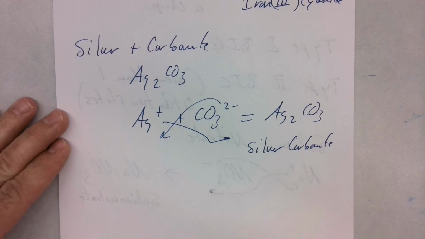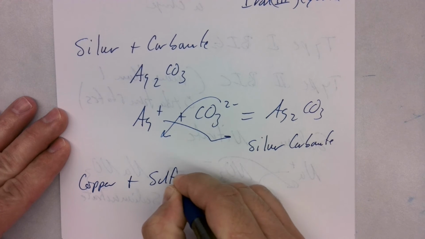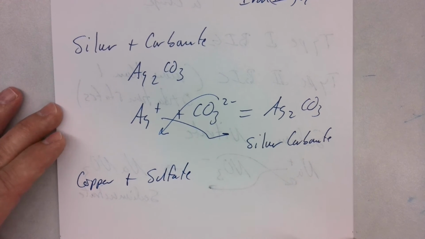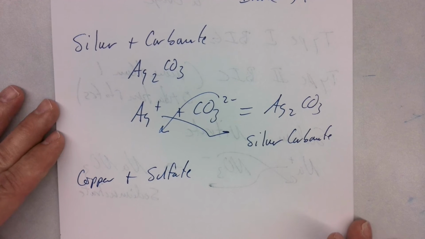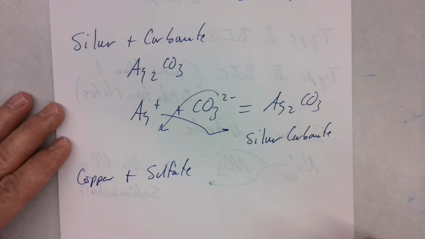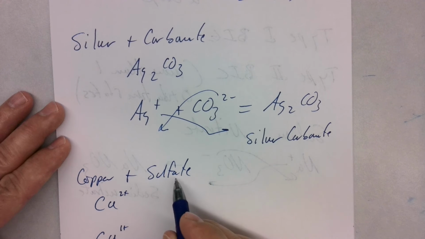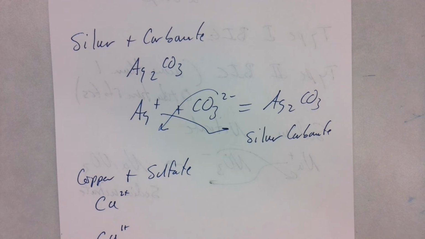Let's go with copper. I want to put copper, and I want to combine that with sulfate. And Sydney, why don't you tell me what my options for copper are? So I got a 2 positive and a 1 positive, right? They're my 2 options. I need you to combine that with sulfate, but I want the formulas.